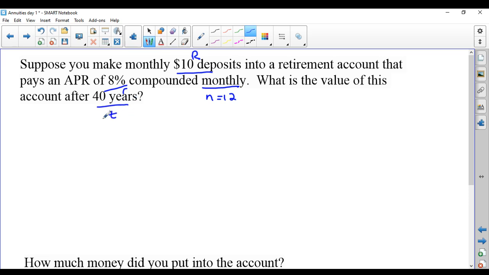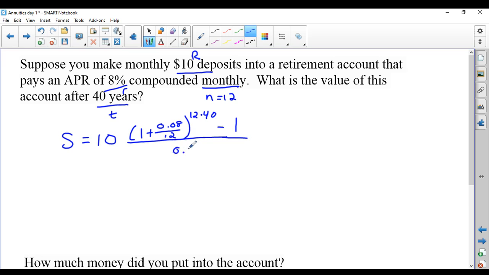That's our t. So when we plug into the formula, future value is the amount you pay each time times 1 plus the rate over n raised to the n times t, minus 1, all divided by r over n.